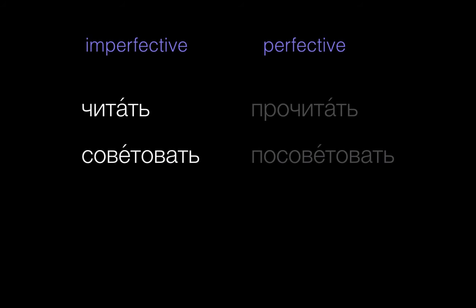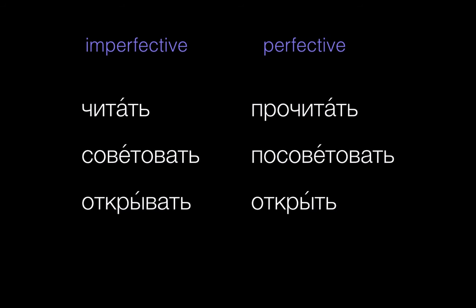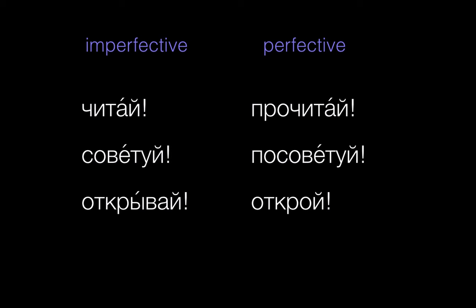You may have noticed that читать and советовать are imperfective, and открыть is perfective. Well, it makes no difference which aspect a verb is. The imperatives are formed in exactly the same way for both, always based on the они form, that third-person plural. Now, choosing the right aspect for your command does make a difference, but we'll cover that topic in another video.